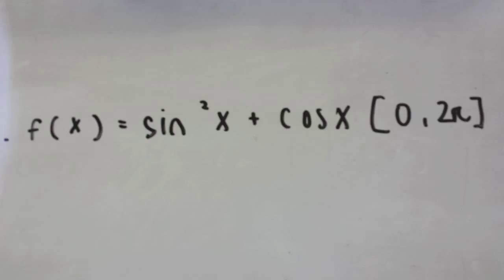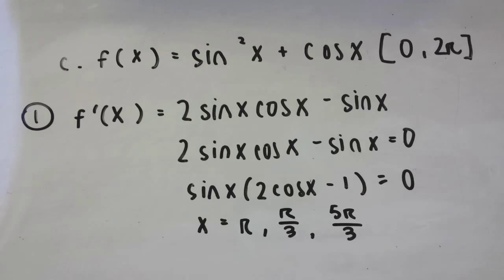Okay guys, you made it to C. Yay. F of x equals sine squared x plus cosine x over the interval 0 to 2 pi. Remember your trig functions? How about the derivative of your trig functions? Yeah? Cool, because you need that. So you derive f of x and get 2 sine x cosine x minus sine x, put that equal to 0, and solve to find the critical values to be pi, pi over 3, and 5 pi over 3. Yes, my partner's handwriting must have offended pi. I promise, that's a pi and not a random R.